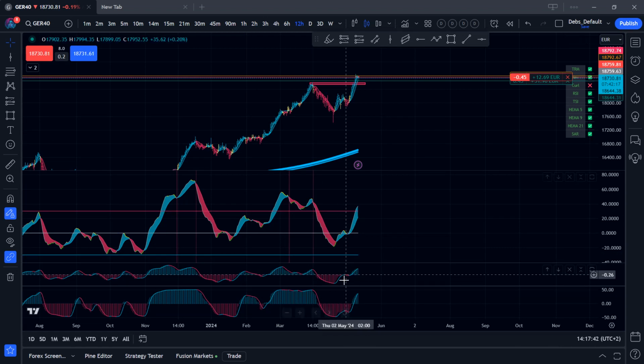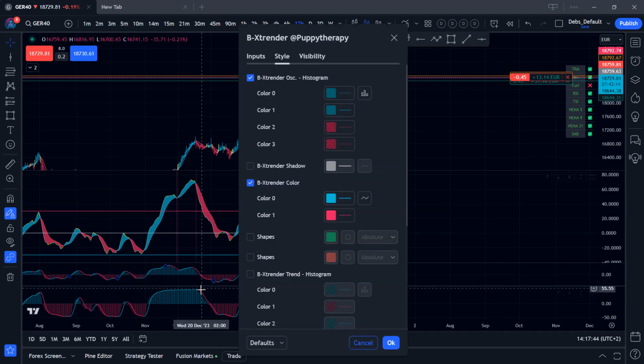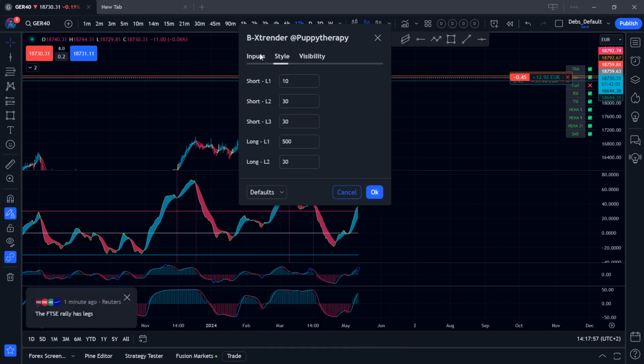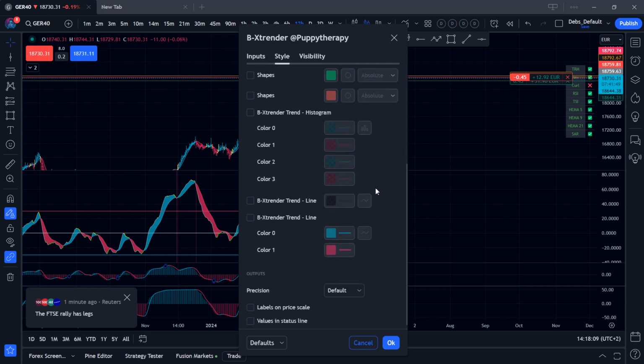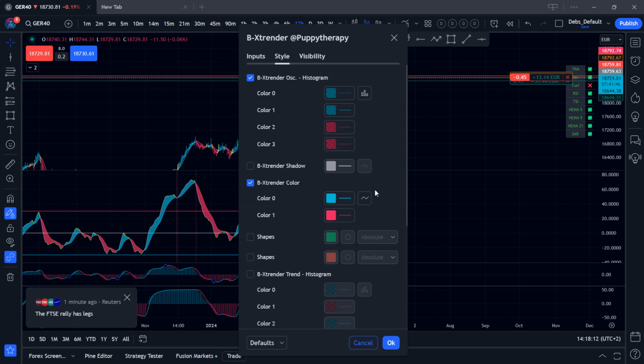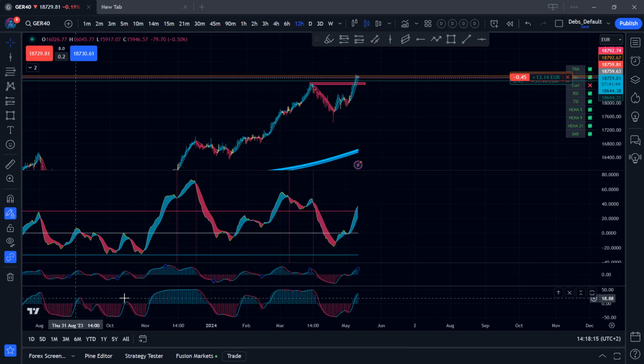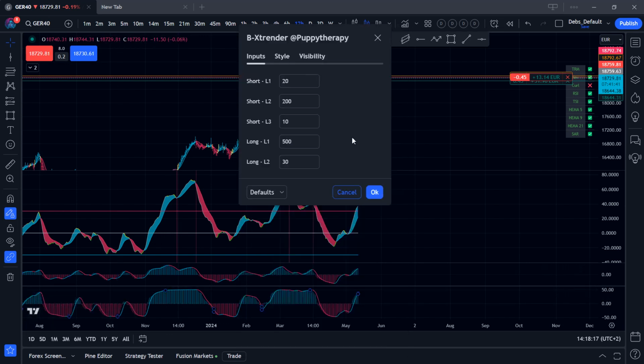And now the BX Trender, we have two different settings for both of them. One is for the longer term, as you can see right here, and one is for a shorter term where it shows reversals, pullbacks, or whatever. So here we have the input for the first one, and the style is pretty much the same, so I'm going to only show the first style for the first one. That is the settings, guys. And for the second one, this is the input.